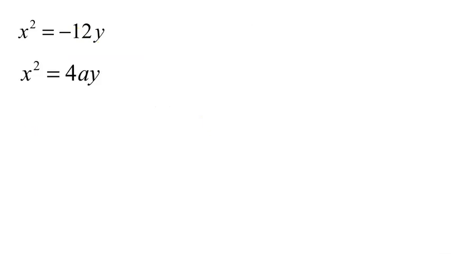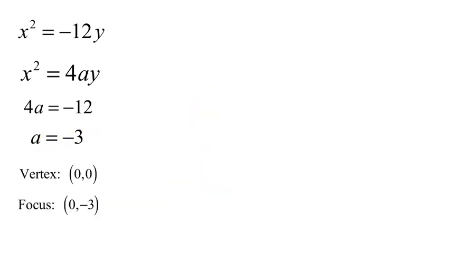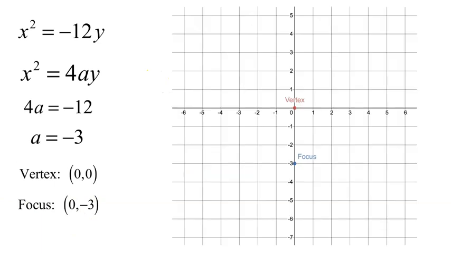So our shape is x squared equals 4ay, so 4a is negative 12. A is negative 3. So the focus is 3 units away in the negative direction. So my vertex at the origin at 0, 0, focus 3 units away for an opening downward parabola. The focus will be at 0, negative 3.